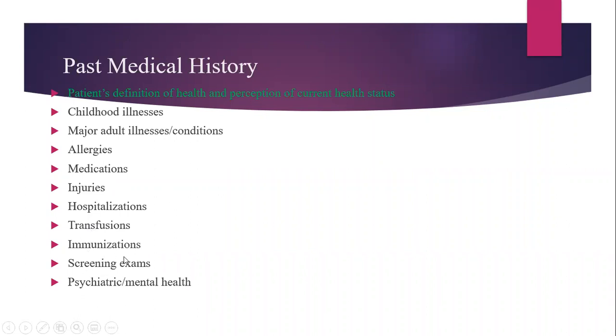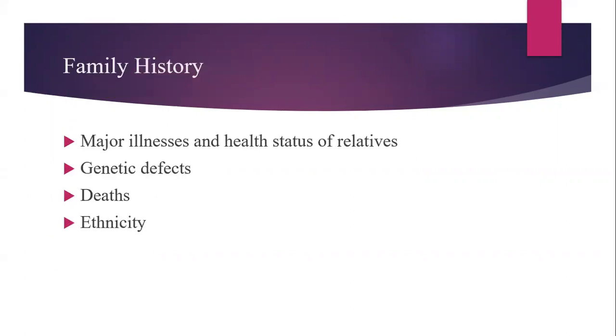Like if I have diabetes in my family, it is important. I have to evaluate it, with regular checkups. Also, psychiatric or mental history is included. Family history.